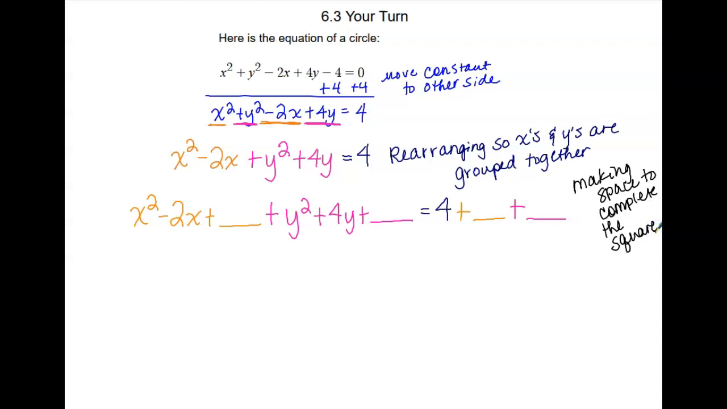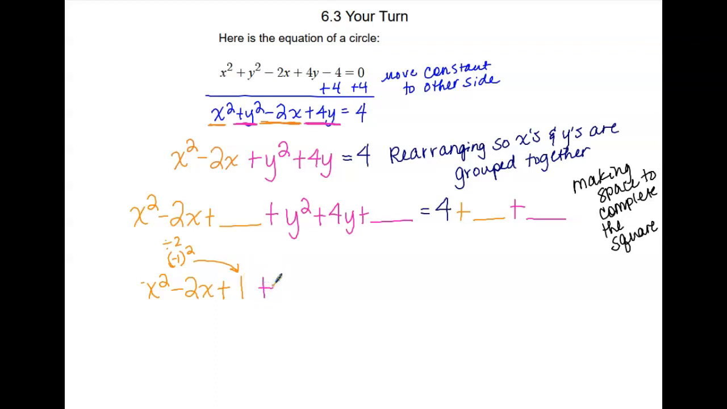Okay? So now what we're going to do is we're actually going to fill in these blanks here. Okay? So in order to get this number right here, all we're going to do is we're going to take this number, we're going to cut it in half, which is -1, and then we're going to take this number and we're going to square it. And that's what's going to go in this blank. So we have x squared minus 2x plus, remember, anytime that we square a number, positive or negative, we're going to end up with a positive number. So this is going to be +1 because that's what 1 squared is.